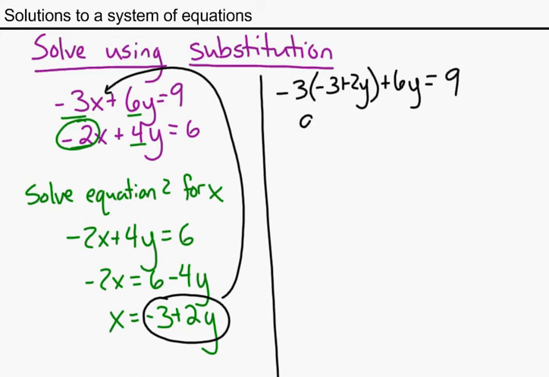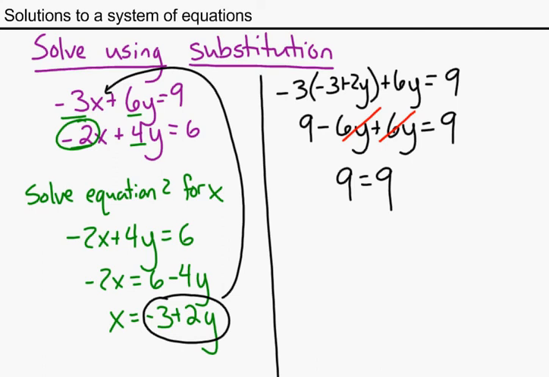So I distribute the -3 and get 9 minus 6y plus 6y equals 9. Combine like terms, the y's cancel out, and I end up with 9 equals 9, which is a true statement, and that's a great statement, but I already knew that 9 equaled 9 before I started the problem. So you have to say what that means. And what that means in this case, since it is a true number statement, is that I have an infinite number of solutions.